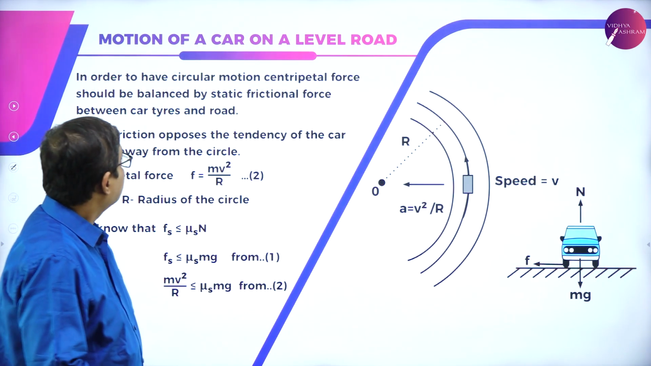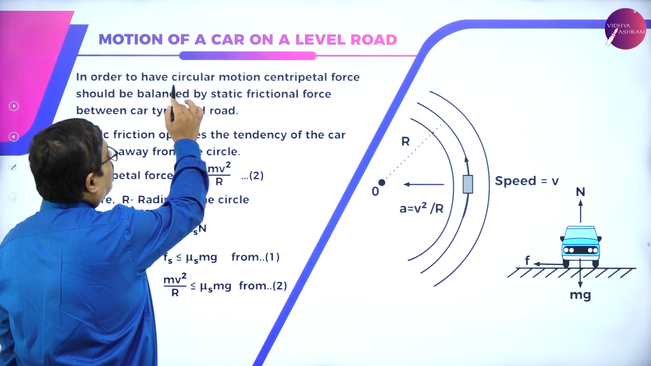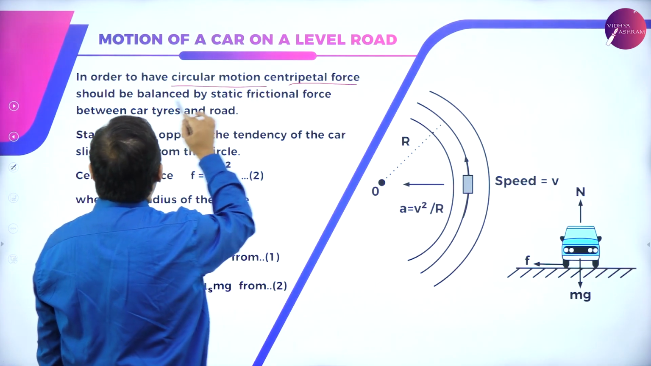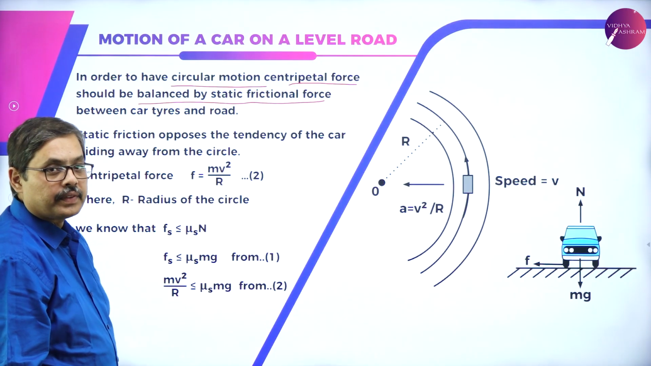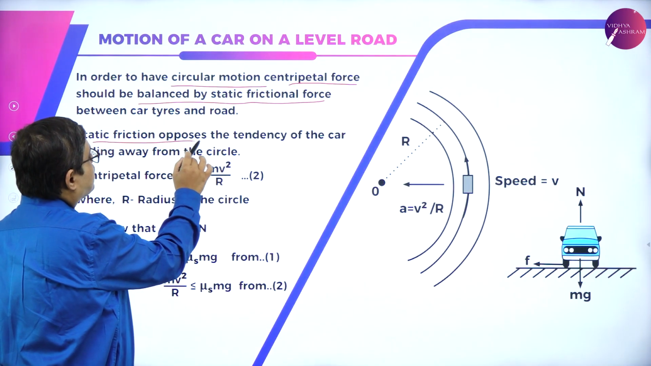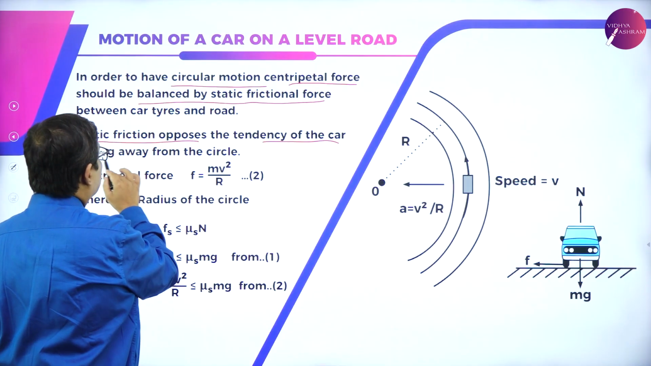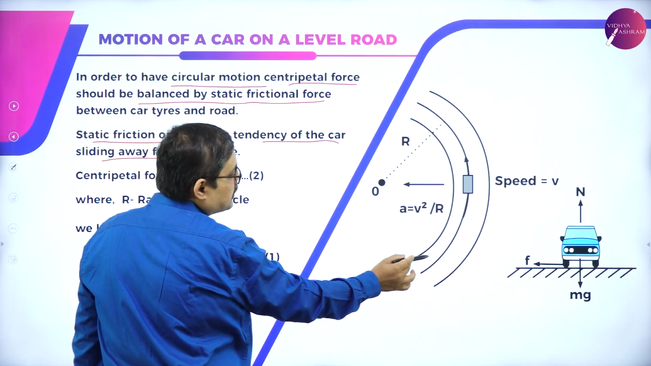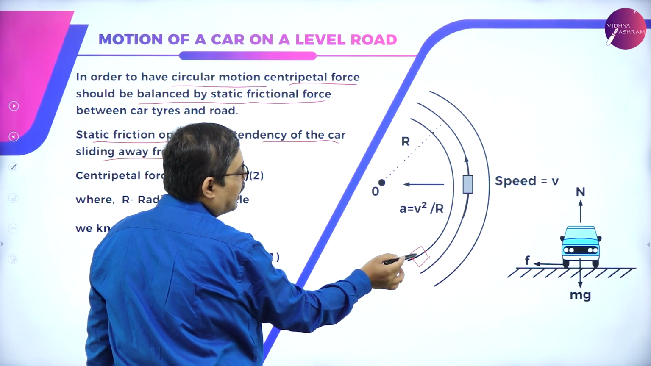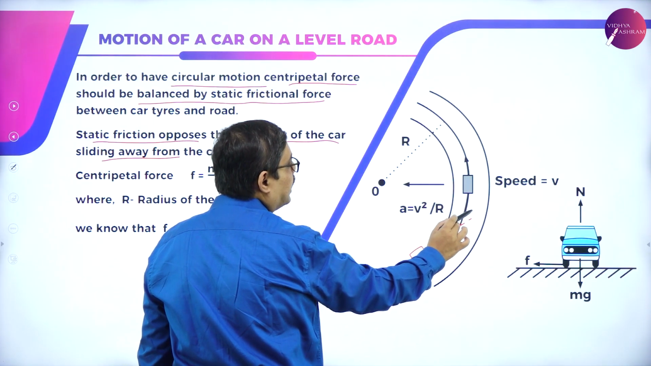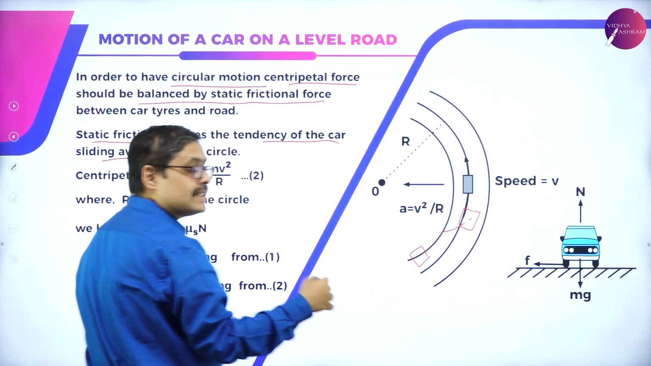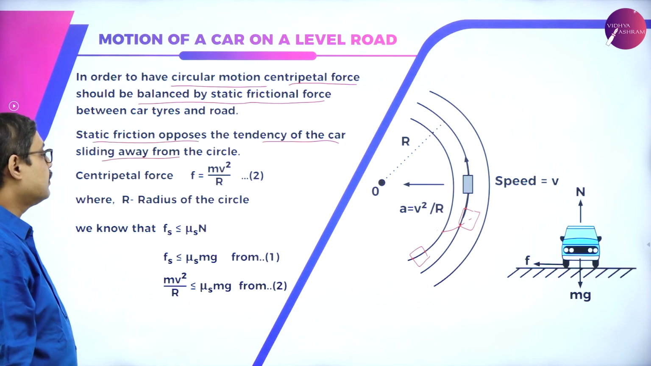Okay. Then, in order to have circular motion, the centripetal force should be balanced by the static frictional force. Static friction opposes the tendency of the car to slide away. Suppose this car is moving on this circular track. Once it makes a turn, this car may tend to slide away. This is avoided by the frictional force.